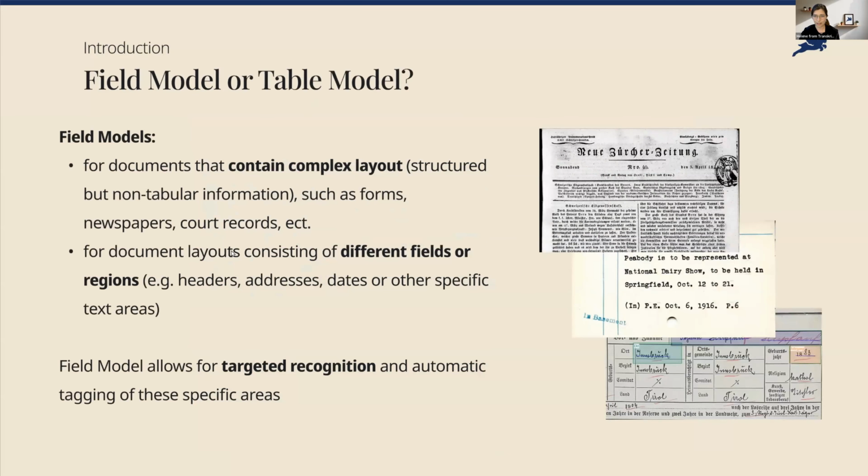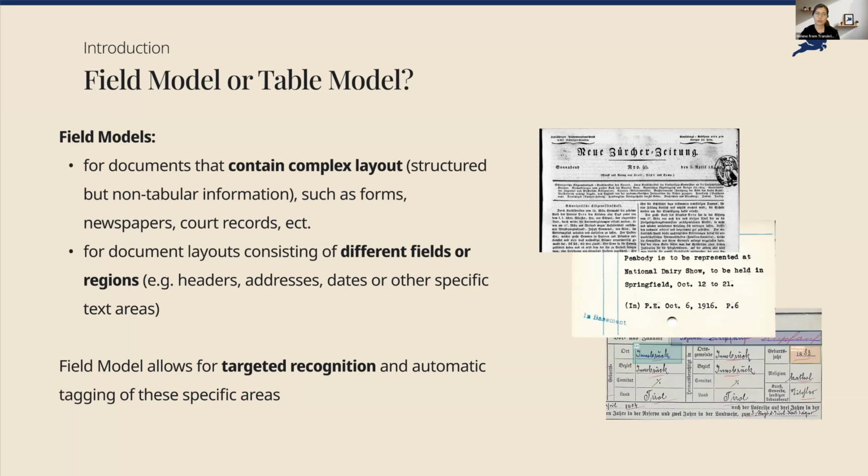Now, we also have another layout model that can be trained, the field model. And I'd like to shortly clarify what the differences are and when it makes sense to train a field model or a table model. So field models are generally better suited for complex layouts that aren't in a tabular structure. That can be forms, newspapers, but also marginal notes, marginalia, or any specific regions that you want to extract, because you can also train field models to automatically tag specific areas in your document.